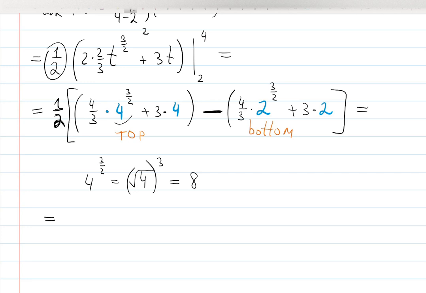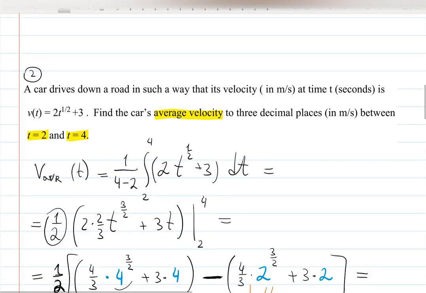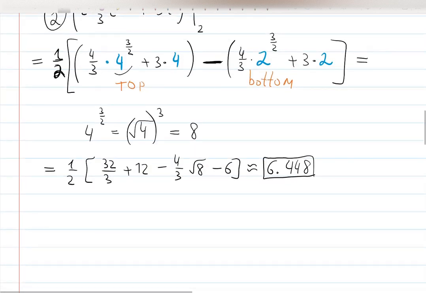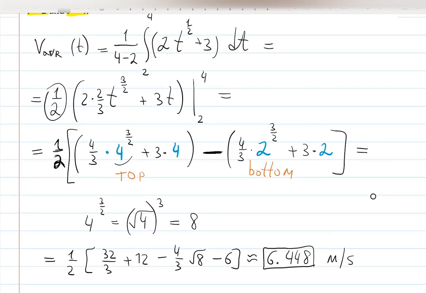Keep calculating and you'll get the nice answer, which is, what I got was 1/2 times, 32 over 3 plus 12 minus 4/3 square root of 8 minus 6, and that's approximately 6.448. That's what it is. Average velocity was in meters per second. So that was my average speed.